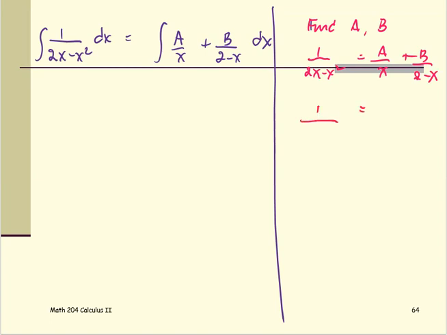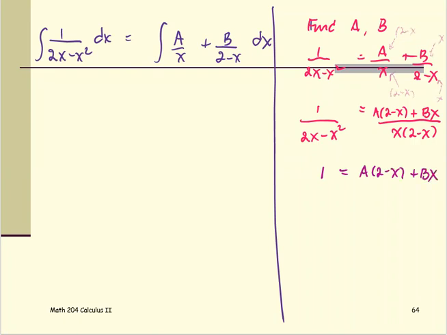We're going to find the numerators a and b by recombining the two fractions. When you combine fractions, you find the common denominator. In this case, the common denominator is x multiplied by 2 minus x. For the first fraction, I need to multiply the top and bottom by 2 minus x, and for the second fraction, I multiply by x to make the same denominator. So the first term is a multiplied by 2 minus x, and the second term is b multiplied by x. At this step, the left and right sides have the same denominator, so the numerators must be the same. The numerator on the left is 1. The numerator on the right is a times 2 minus x plus bx.